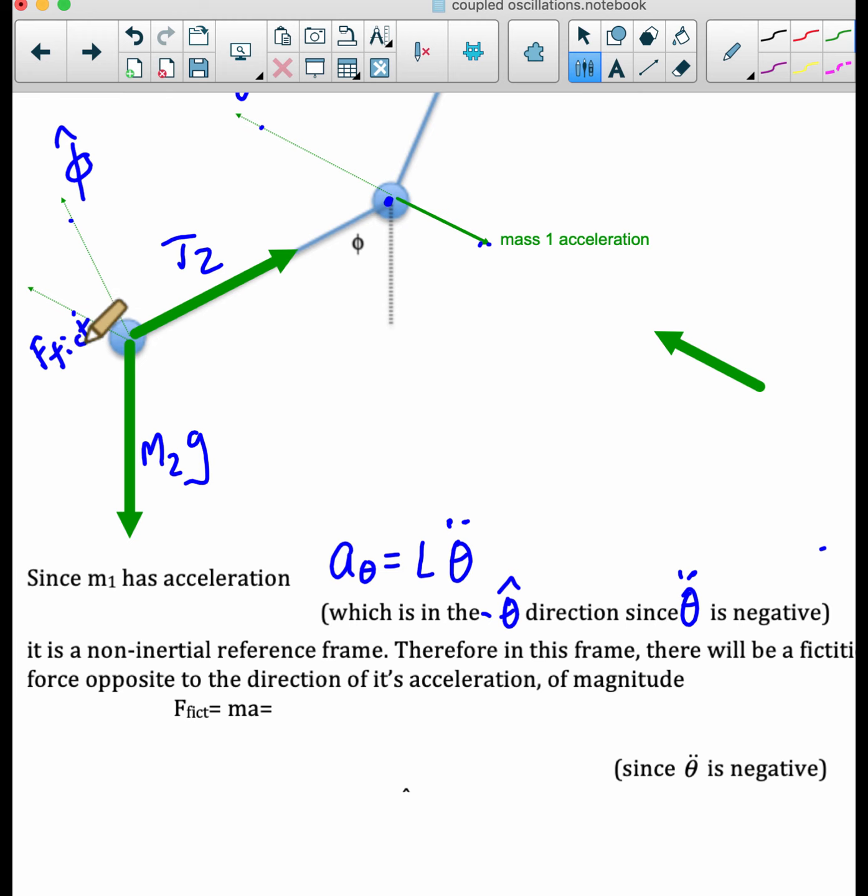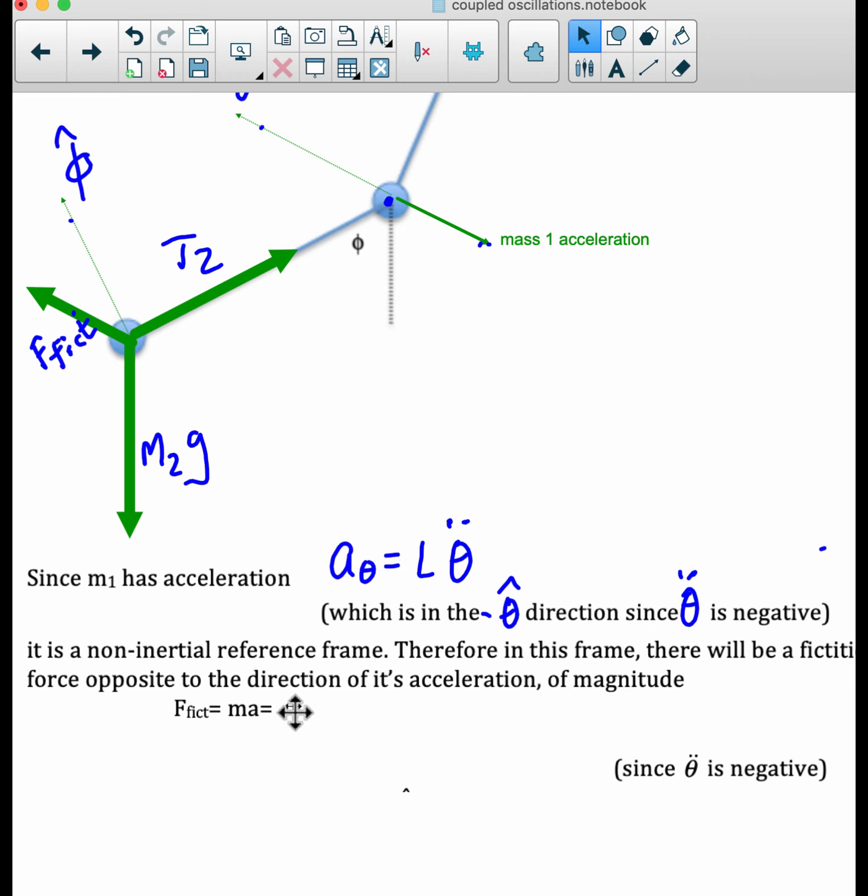And this fictitious force is really just an inertial effect. So let's just drop that force in there. There it is right there. So that is the fictitious force that acts on m2. Now the magnitude of that fictitious force is ma.